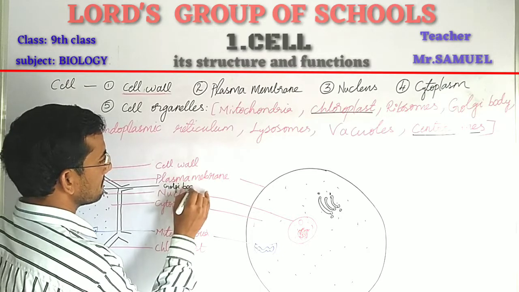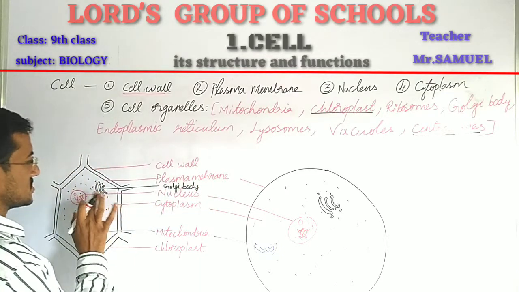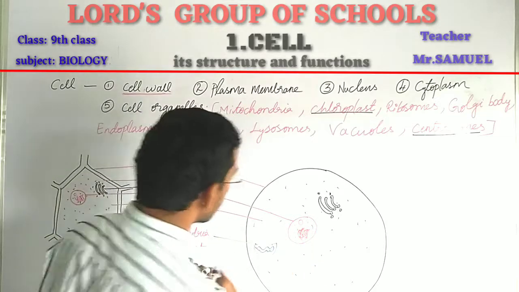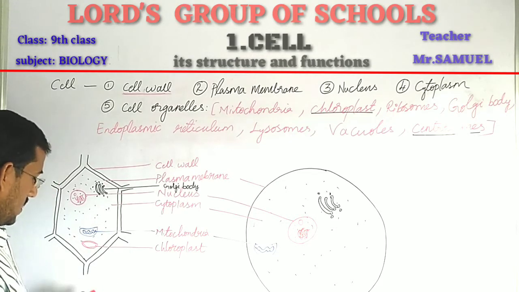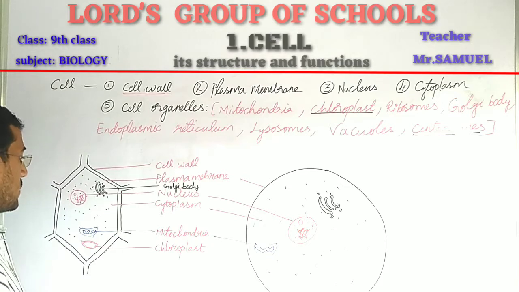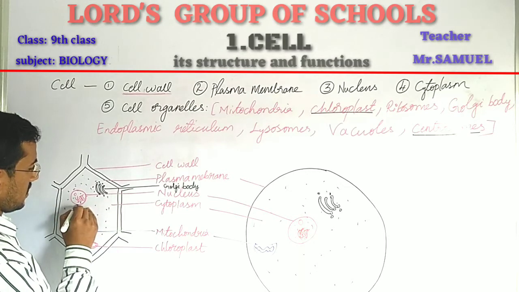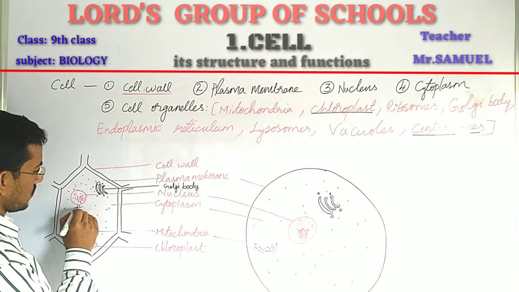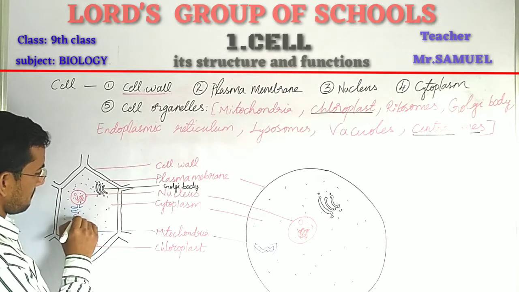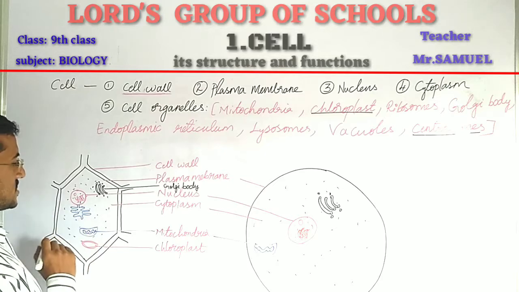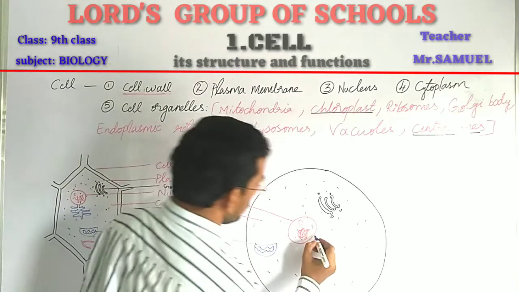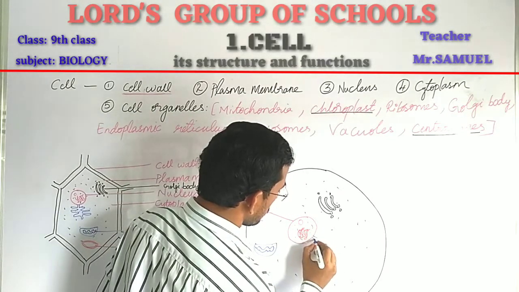Golgi body. So this structure is Golgi body. Then let us draw endoplasmic reticulum. Endoplasmic reticulum is very close to the nucleus. So this structure is endoplasmic reticulum. We can draw here.